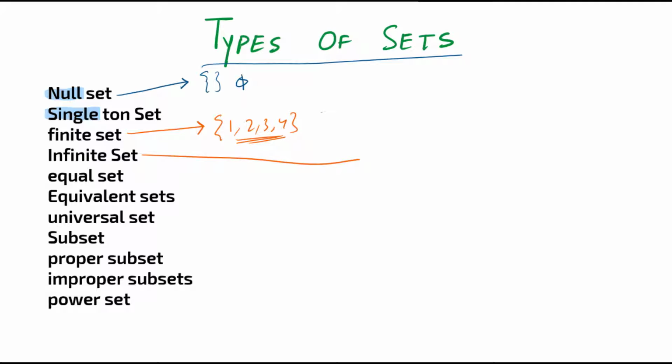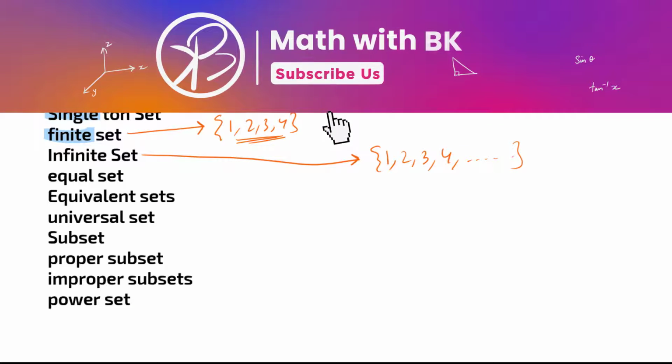And similarly for infinite set, let's say I have the set of natural numbers 1, 2, 3, 4, and it's going on. This is an infinite set because you cannot count the number of elements. It will go on forever. So 5, 6, 7, 8, 9, 10, 11, 12 and so on. So this is an example of finite set where you can count. Infinite set means you cannot count the total number of elements.